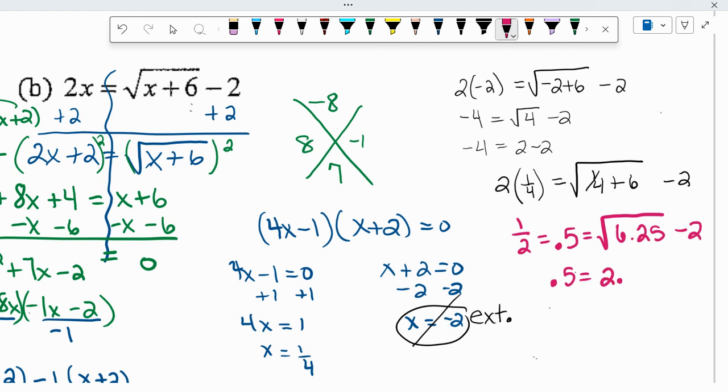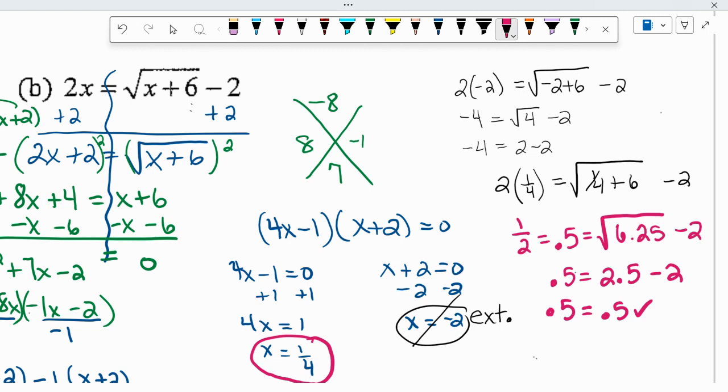It's 2.5 minus 2. What's 2.5 minus 2? 0.5 equals 0.5. So this is the only solution that works. Okay.